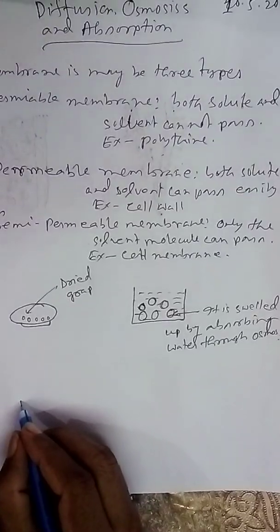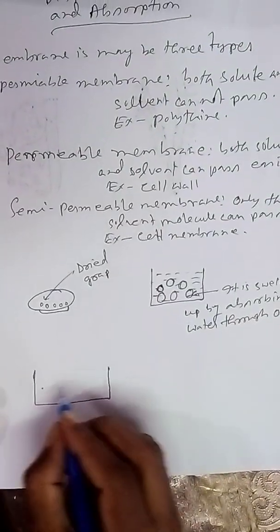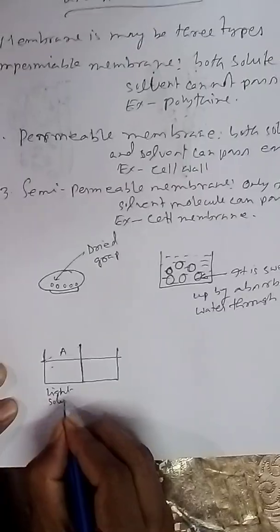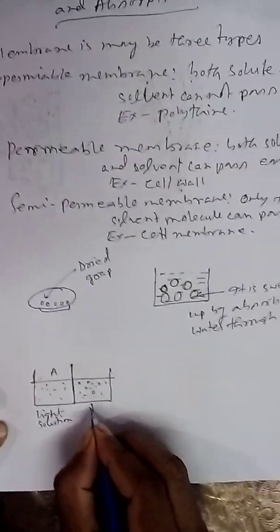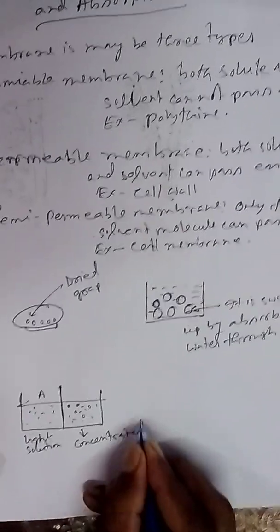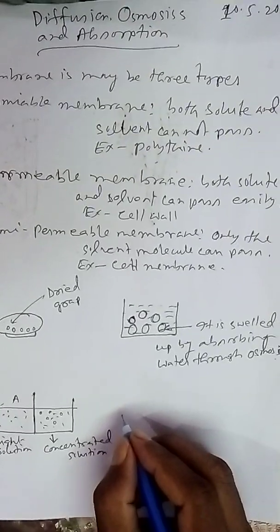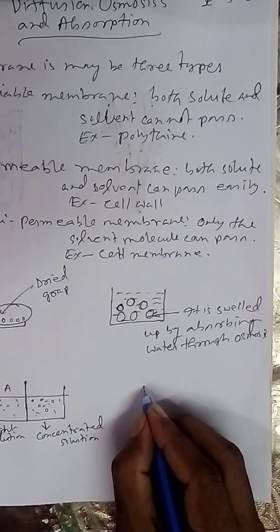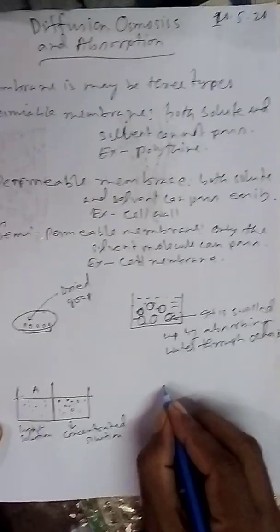Now we can take a container. There is a separation. On one side of this container is a dilute solution. On the other side of this container is kept a concentrated solution. If two solutions of different concentration of the same solvent are kept separated by a semi-permeable membrane, the solvent from the dilute solution diffuses through the semi-permeable membrane into the highly concentrated solution, and this process is called osmosis.